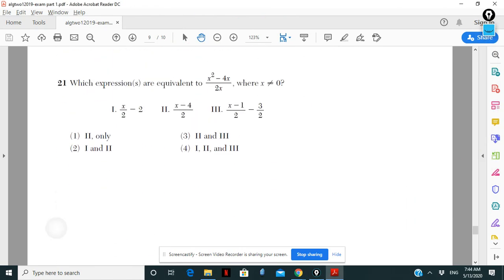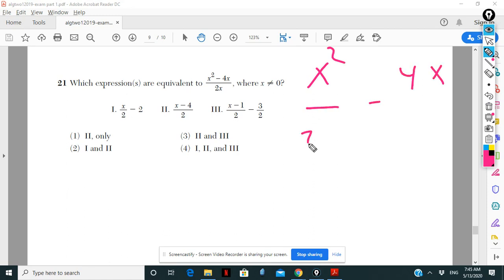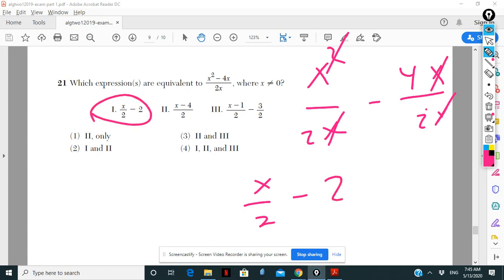Question number 21. Which expressions are equivalent to x squared minus 4x divided by 2? So the first, I can make it x squared minus 4x, divided by 2x. So I got x cancel with the square, x divided by 2, x with x minus 2. So 1 is correct.